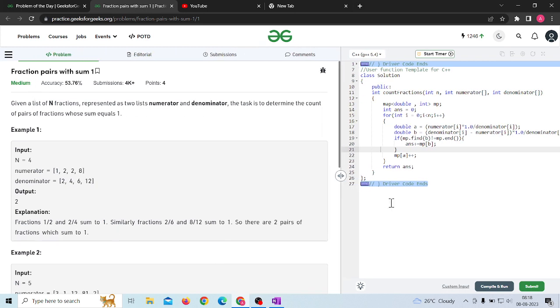So we have been given two different arrays, and the two different arrays are 1 2 2 and 8, and 2 4 6 and 12. These two are the arrays. So let me use the whiteboard and explain how this problem will be solved. We'll be using a map data structure to solve this problem. Let's see how.